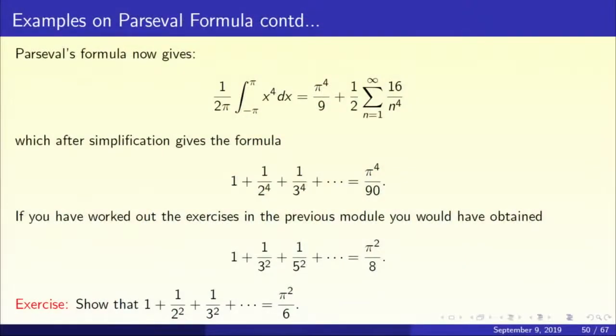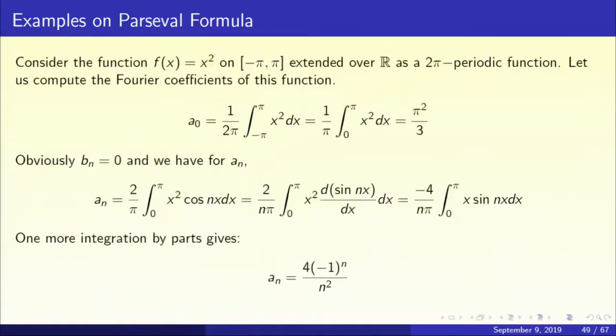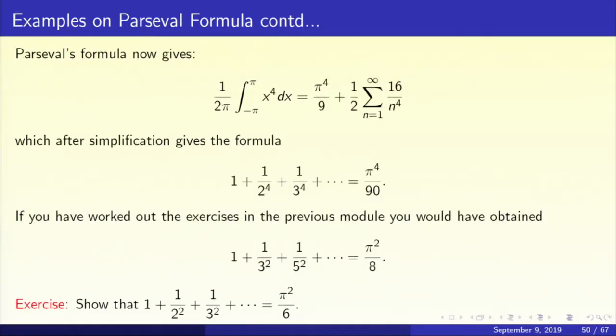1 upon 2 pi integral minus pi to pi mod f x squared dx. So mod f x squared means x to the power 4. So we get 1 upon 2 pi integral minus pi to pi x to the power 4 dx equal to mod a naught squared. But remember that a naught was what? A naught was pi squared by 3. So a naught squared is pi to the power 4 upon 9 plus the infinite series 1/2 summation n from 1 to infinity mod an squared plus mod bn squared. Bn is 0. We are left with summation n from 1 to infinity mod an squared, that is 16 by n to the power 4.